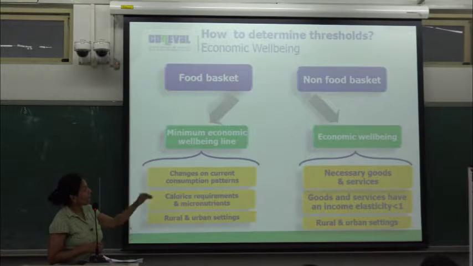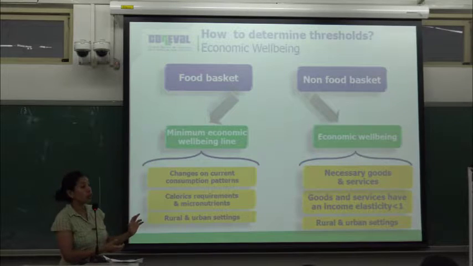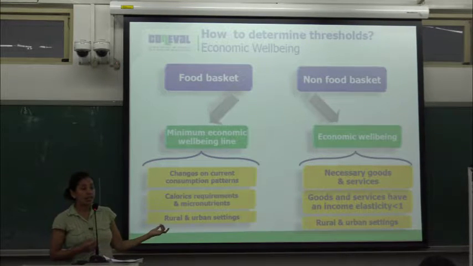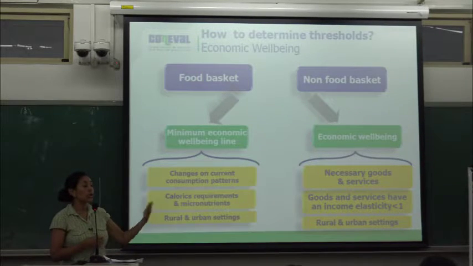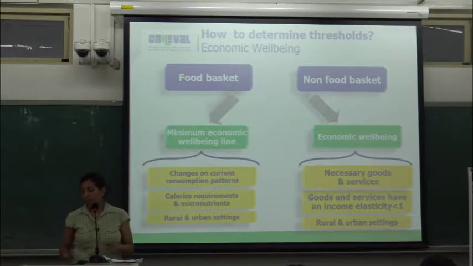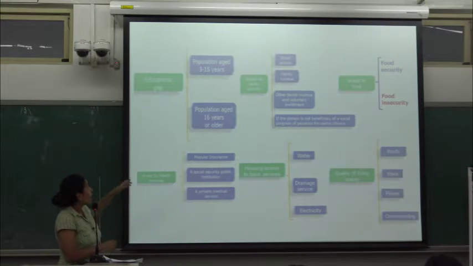And then a slightly higher poverty line includes some non-food items that they consider essential, that are goods or services that have income elasticity lower than 1. That means that you tend to consume less as your income increases, and it's different for urban and rural settings as well. In the case of the 6 social rights, let's go one by one.